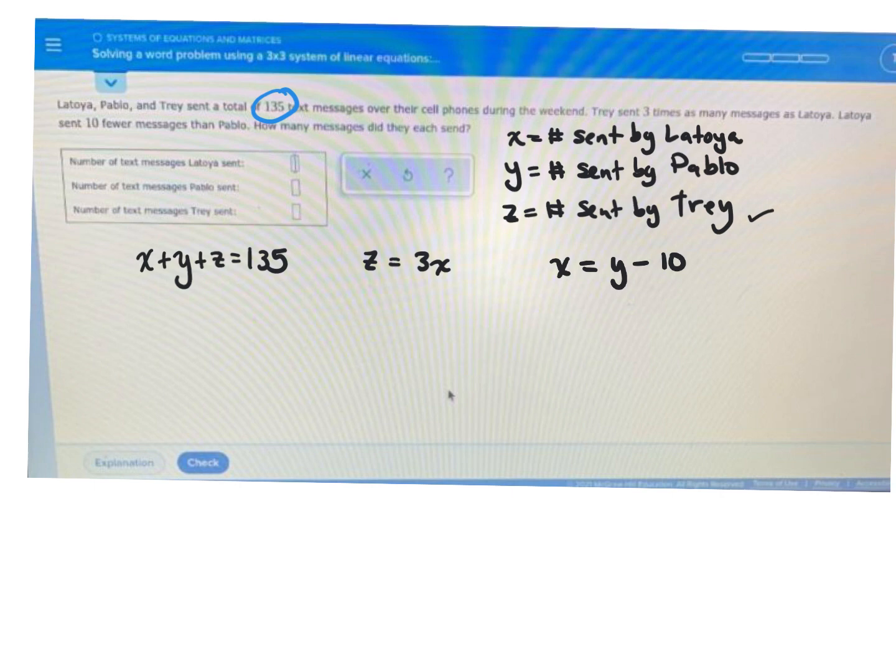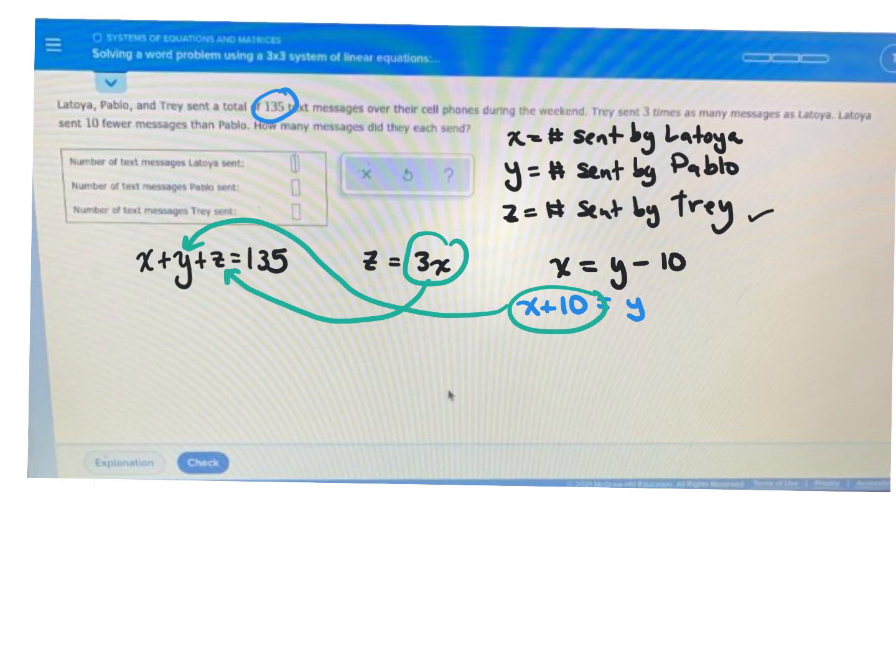Now there's lots of ways to solve it. The easiest way I see is, since they all have an X or a Y and a Z, I would solve this one for Y and make it X plus 10. Benefit being, now I can plug X plus 10 in for Y, and I can plug 3X in for Z. So I would end up with X plus 10 plus 3X equals 135.